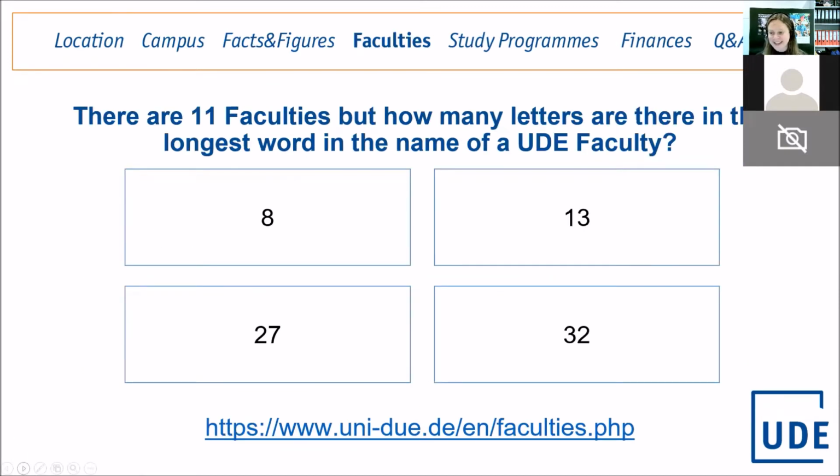Oh yeah, another question. So 11 faculties, but how many letters are there in the longest word in the name of a UDE faculty? So you know that German is a language that's famous for its long words. So could you have a guess in the chat? How many letters do you think there are in the longest word in the name of a UDE faculty?